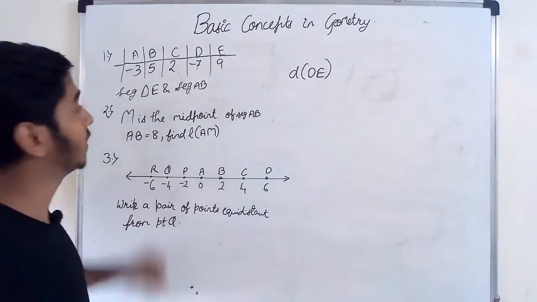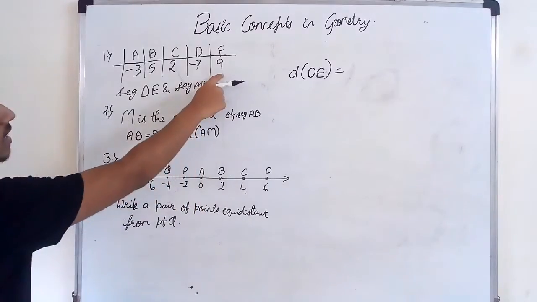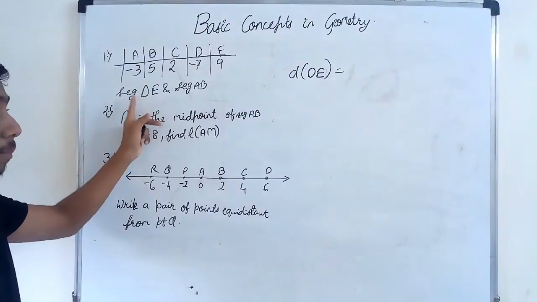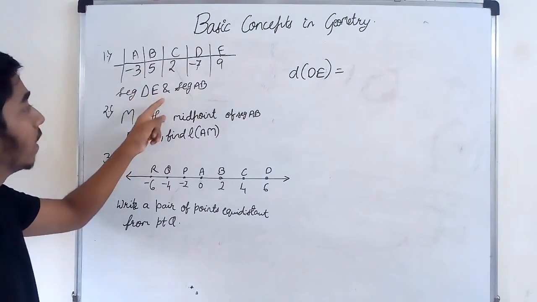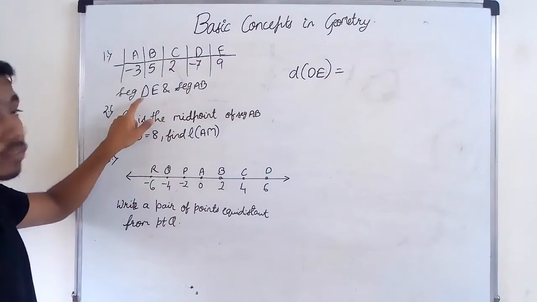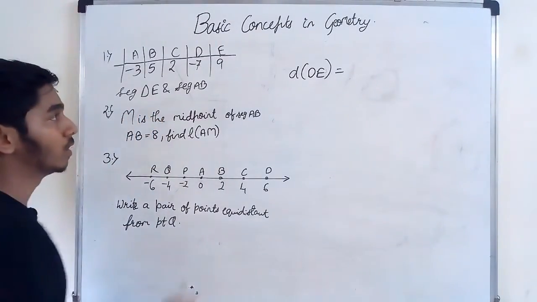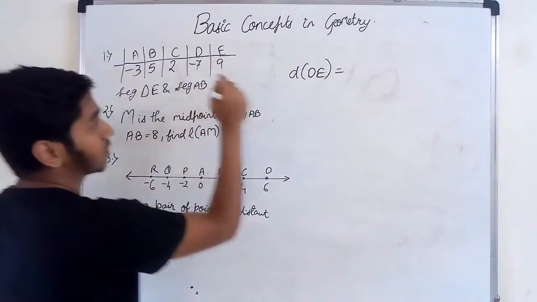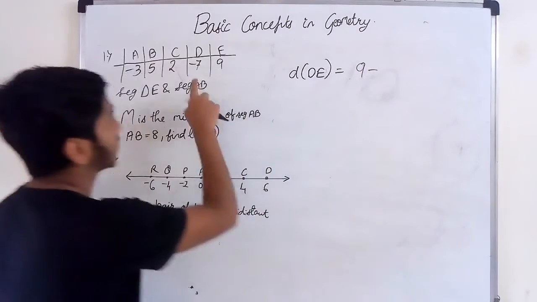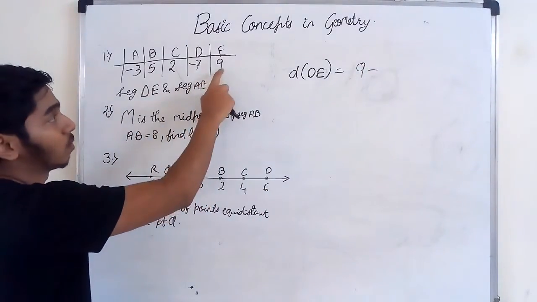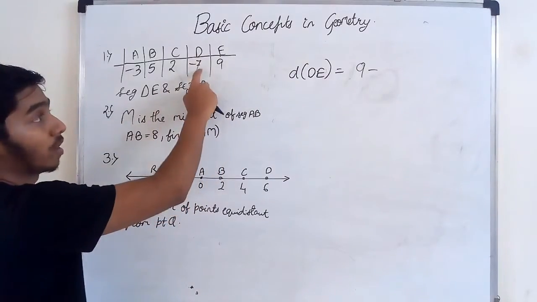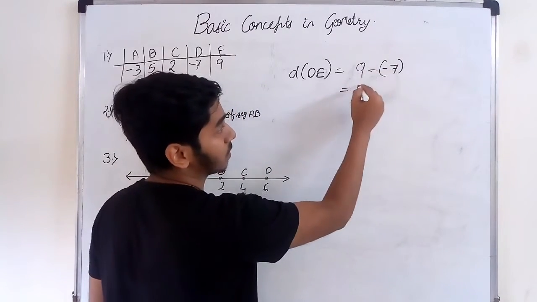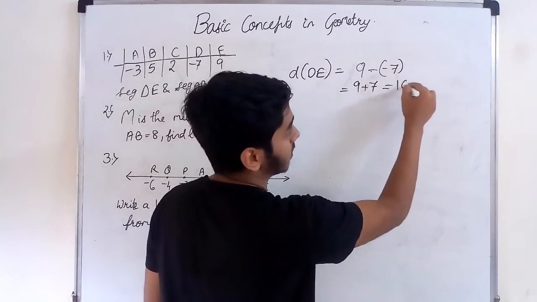So distance DE we need to find, which is coordinate of E minus coordinate of D, as discussed in the previous video. So I won't write that, we'll write the numbers directly. So it is 9 minus coordinate of D. So coordinate of E is 9 minus coordinate of D, which is minus 7. So minus into minus plus. So 9 plus 7 is 16.